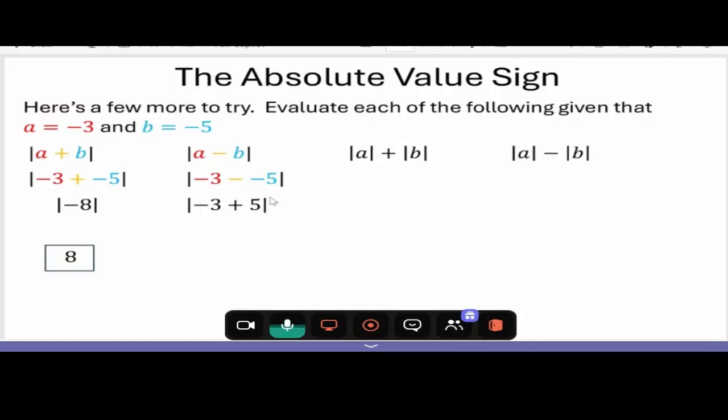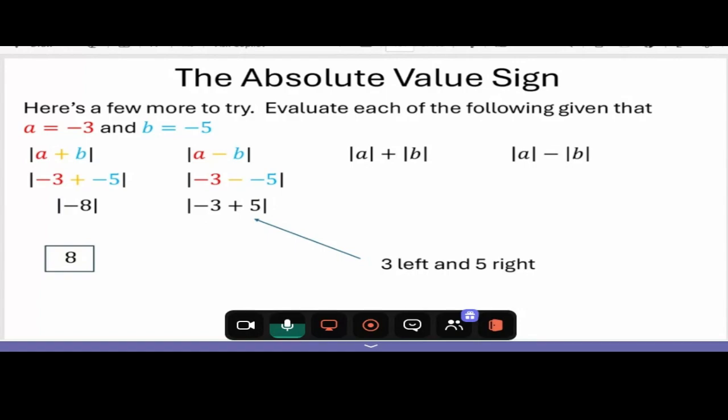Remember, we can't make these all positive yet. We've got to work out what's inside first. 3 to the left, 5 to the right means we went positive 2 to the right in total. And now we have the absolute value of positive 2. Well, the absolute value makes whatever's inside of it, which in this case is a plus 2, positive.